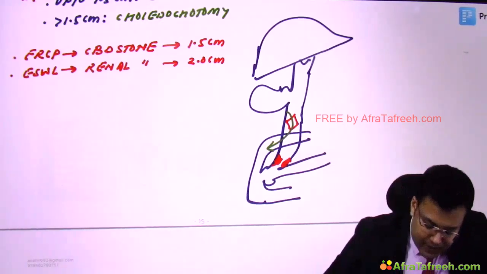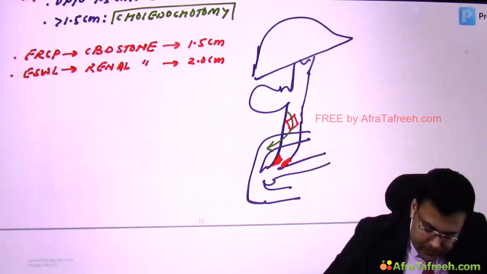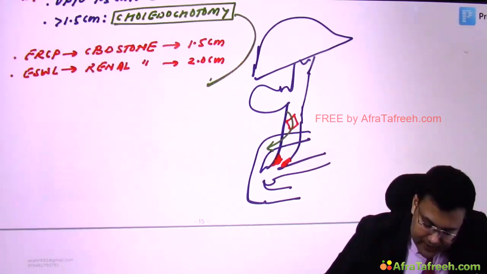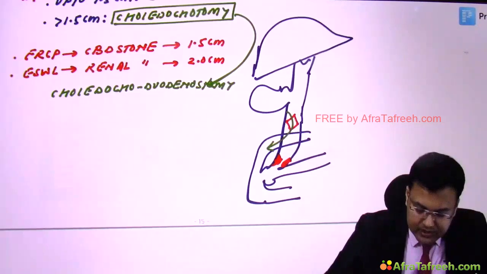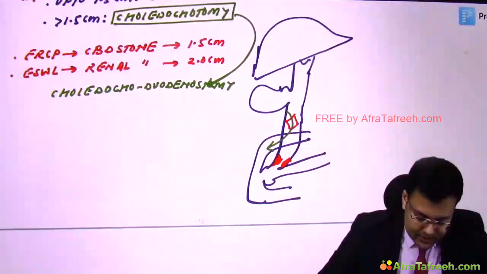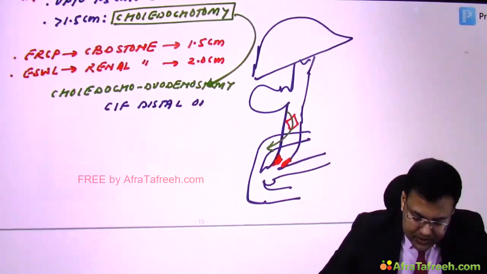So we perform choledochotomy, and if distal obstruction is suspected, we go for choledochoduodenostomy. This question was asked in exams. If distal obstruction is suspected.